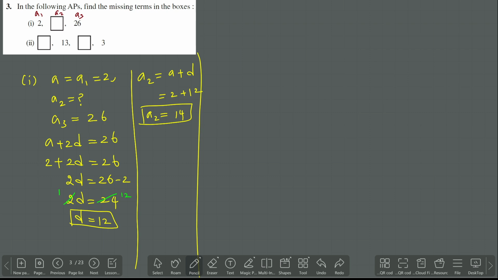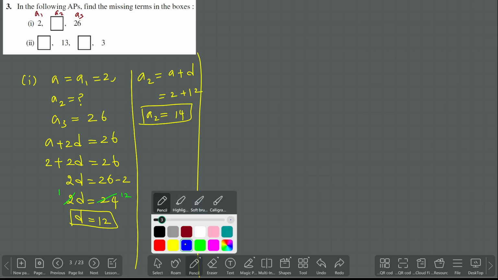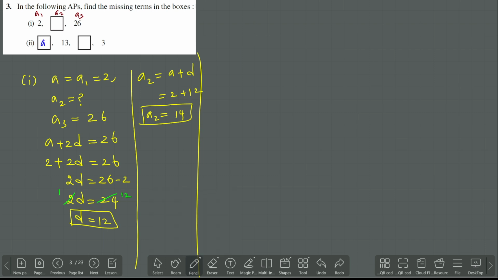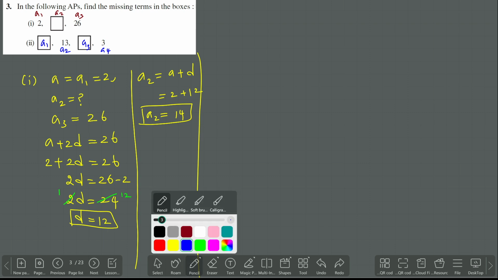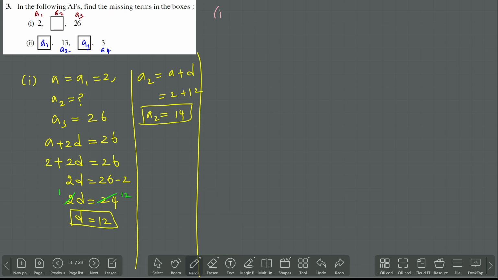Right. Now we are moving to A3. So in the A3, A1 we have to find, A2 is given, even A3 also we have to find, A4 is given. What is given there we have to go with first. Then only we will get an idea. Second one, in the second, A2 is given. What is A2? 13. Right, fine. And A4 is given as 3.